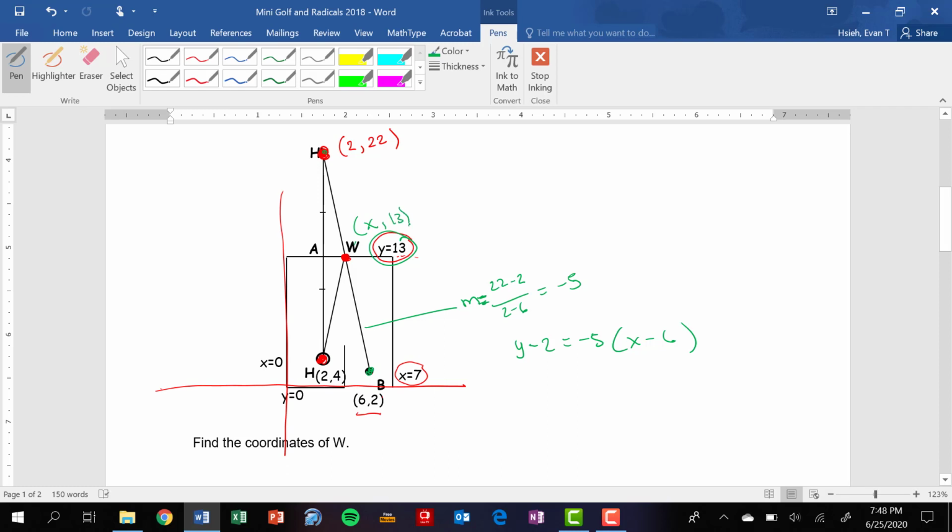And to find the x, I just have to plug in the y. So the y is going to be 13 here. My x value, I believe, ends up being some fraction. It's like 19/5. And so the coordinates of the W there end up being (19/5, 13).